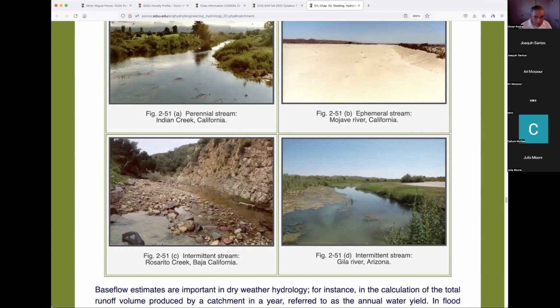This is Rosarito Creek, and also the Gila River in Arizona is considered to be intermittent. Look at this river. It also has the flood over here. It's dry, as you can see, but when it floods, and this river has a way of flooding because it covers almost the entire state of Arizona, when it rains, it could rain a lot.